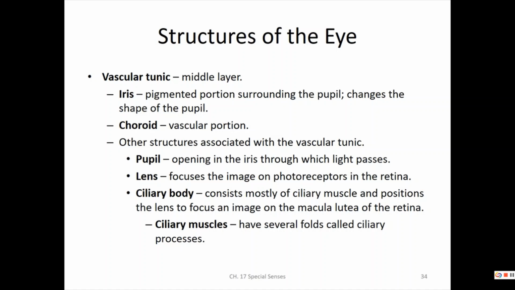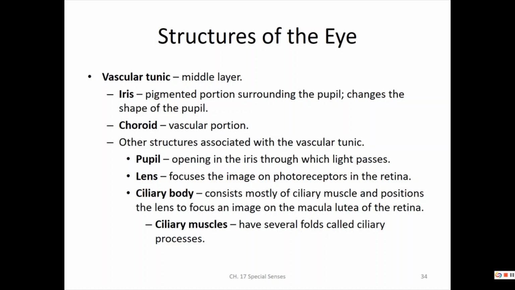The choroid, which is highly vascular. Whenever you hear the word chorion, choroid, something chory, it's talking about blood vessels, a very highly vascular area. So the choroid is the extremely vascular portion. Then associated with the vascular tunic are the blood vessels and lymphatic vessels found there. You're going to see the pupil, the lens, and the ciliary body. Now, the pupil, the lens, and ciliary body are a little bit different.